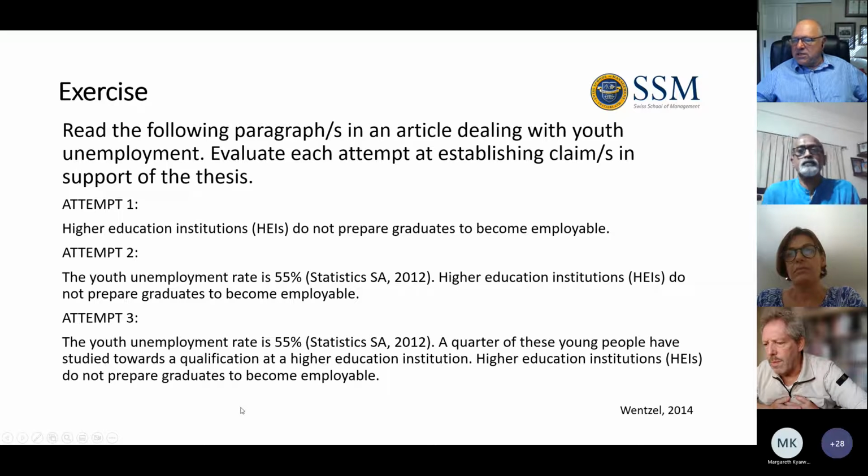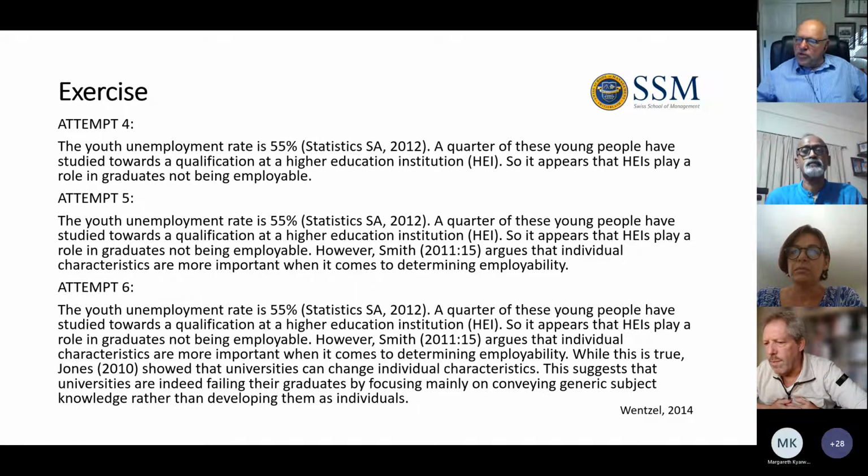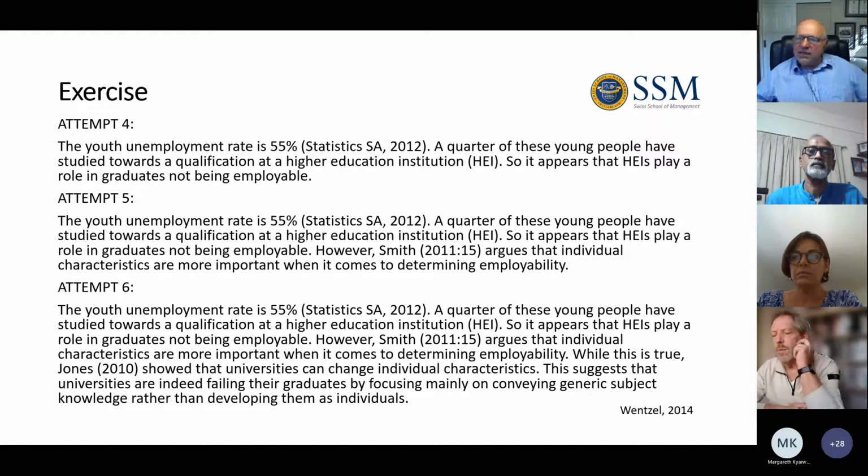So the third attempt is: the youth unemployment is 55%. A quarter of these young people have studied towards a qualification. And then you can say higher education institutions do not prepare, but still this is not substantial enough. And so you can work through each one of your claims and add substantiating information as well as evidence. So you can see the last attempt here was much more substantial.